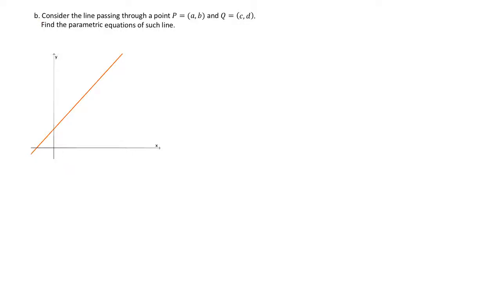Part B of the theorem is telling us that if we consider a line that happens to pass through 2 points, (A, B) and (C, D). So now they're giving us 2 points. They're not giving us explicitly the slope. Even though we can find the slope, they're not giving us the slope. They're giving us 2 points on that line. So here I will position them randomly. Here is point P. Point P has coordinates (A, B). And here is point Q. It has coordinates (C, D).